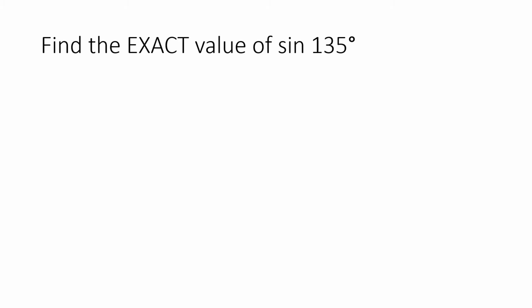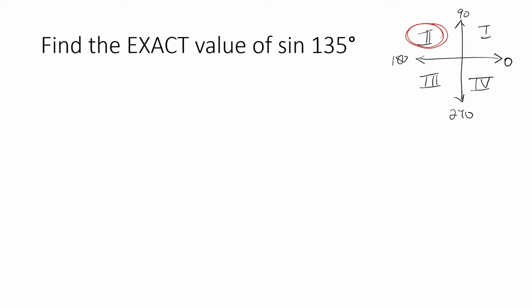If we remember our quadrants, let me do a rough sketch here. We'll start here, this is 0. This is your first, this is your second, this is your third, and this is your fourth quadrant. Here is 90, because we're looking in degrees, 180 degrees, and 270 degrees. So our 135 will end up in the second quadrant.